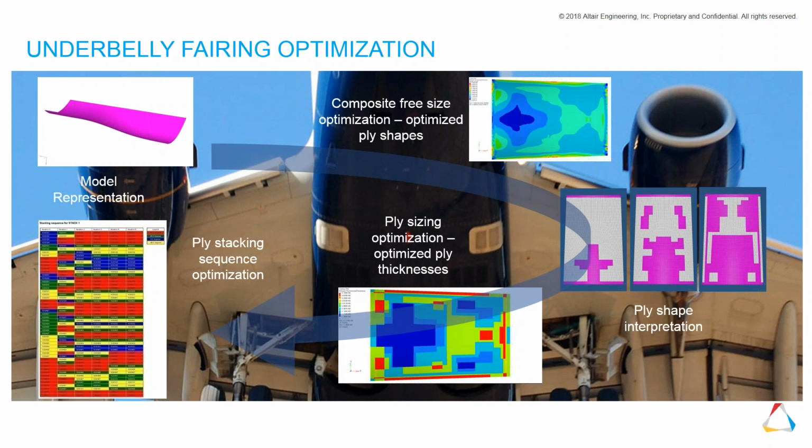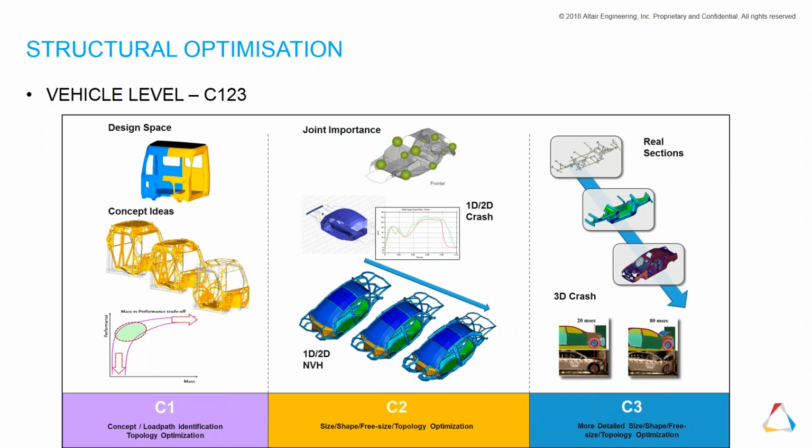Obviously, it's not all aerospace, it's just my area of expertise. So I want to show now the full vehicle level optimization work we developed with a certain European sports car manufacturer. It's now being used across Europe and across the world as the standard technique for vehicle optimization. So this C123 process is all about employing optimization in the first instance through topology optimization.